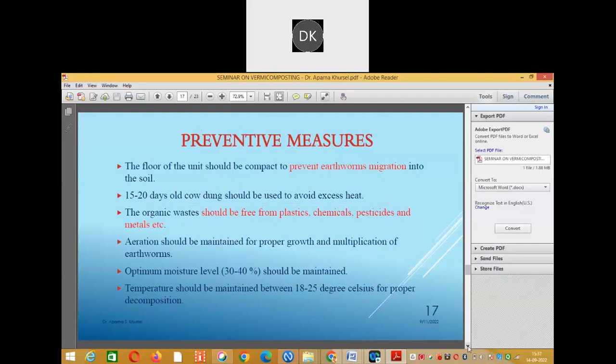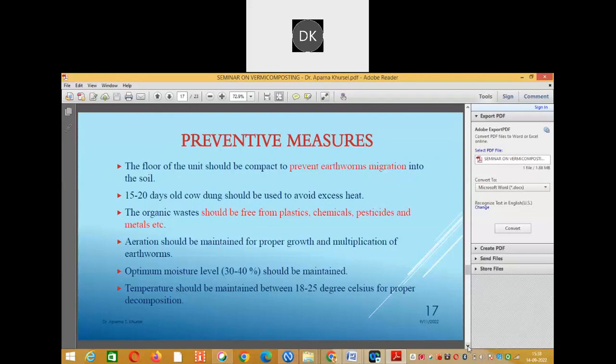Now, what are the preventive measures we are going to take during vermicompost? We should take care that there should not be earthworm migration. And we should use old cow dung. That means we cannot use fresh cow dung because there is too much heat. Along with that, we have to take care that organic waste should be free from plastic, chemicals, pesticides and other metal. Aeration should be maintained.